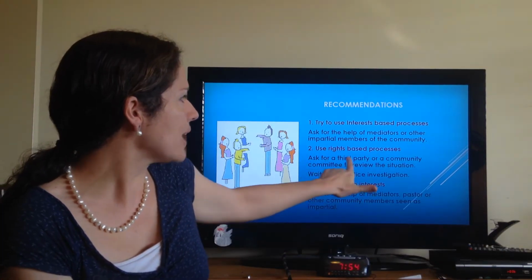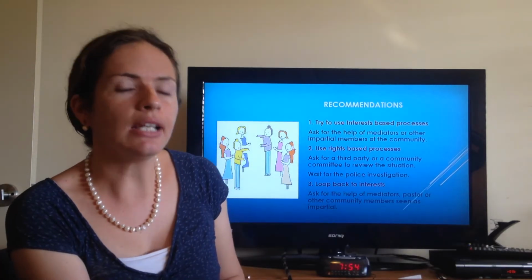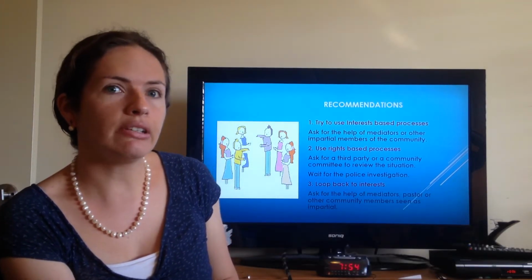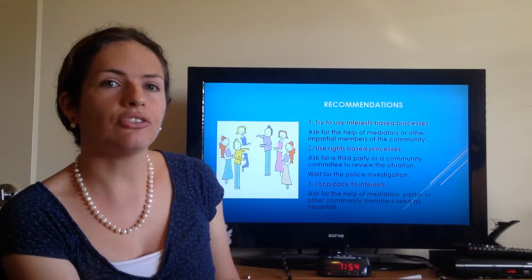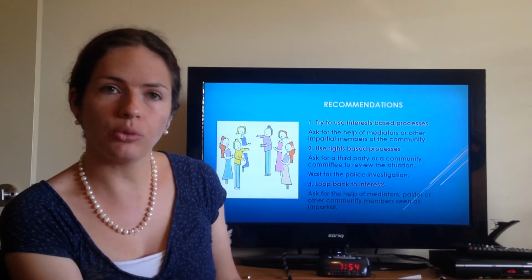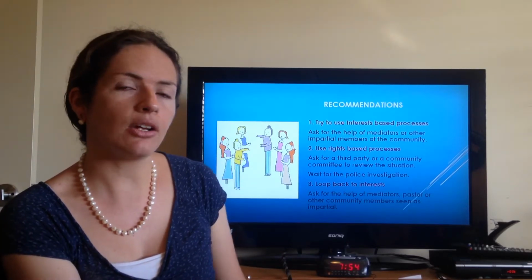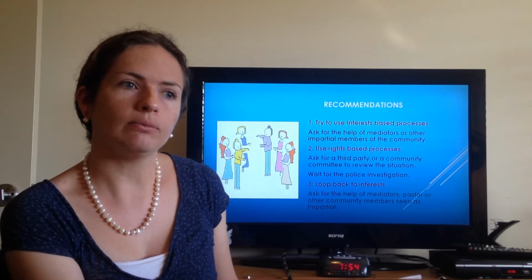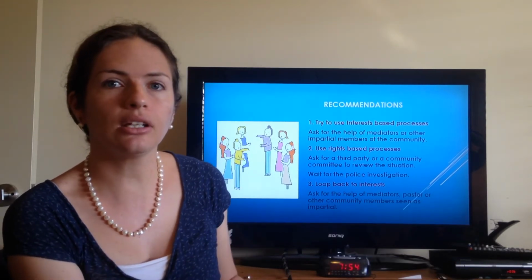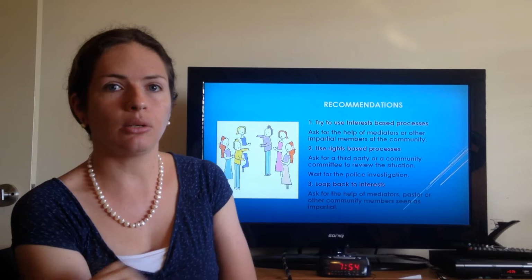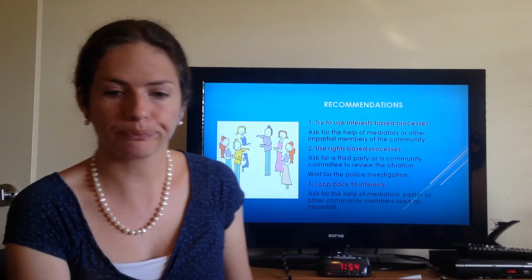In regards to using rights-based processes, I believe you may also consider the possibility of trying to find a third party to review the situation, maybe a committee inside the community, or maybe someone with some authority in the community, who can act as an objective person.